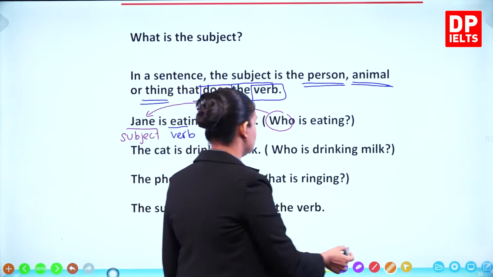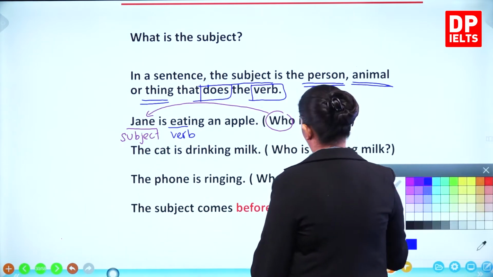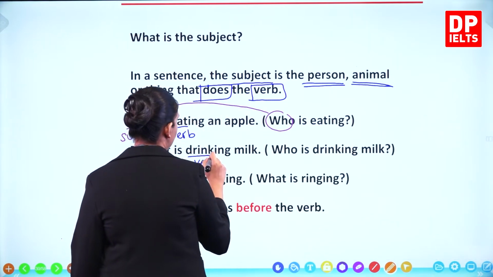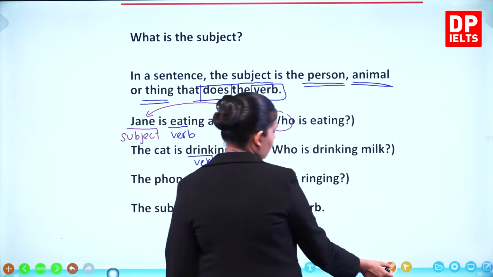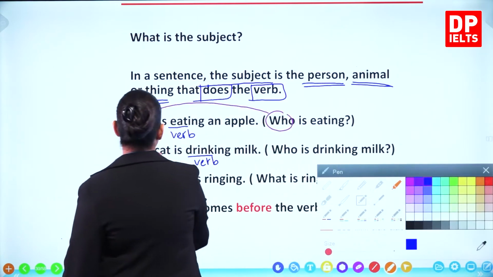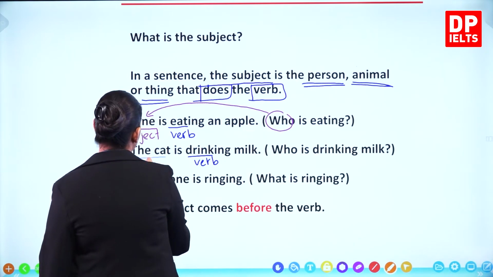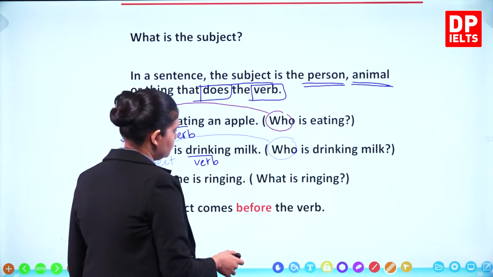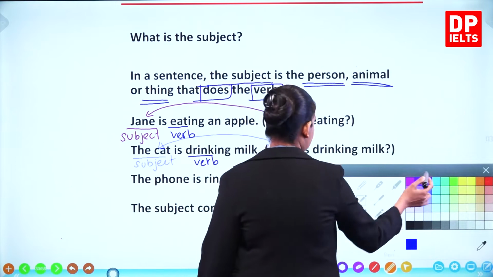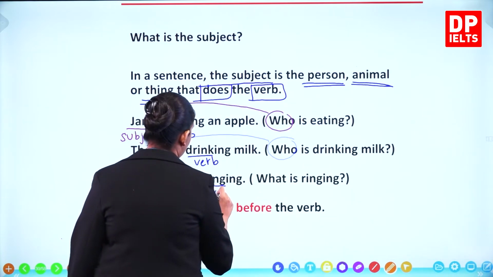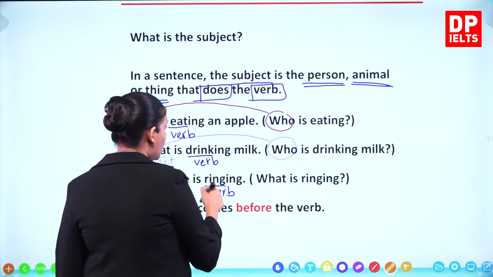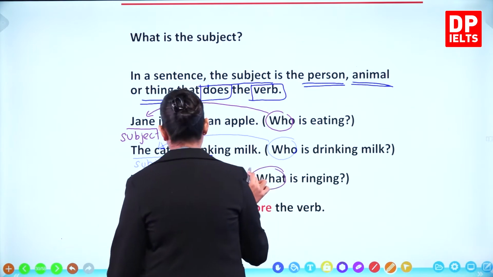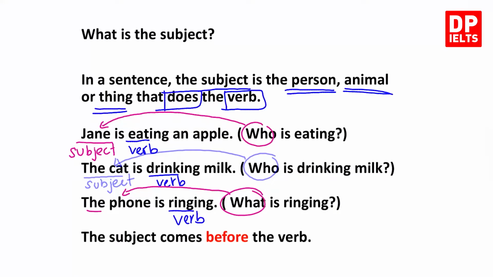The cat is drinking the milk. So drink is the verb. Who is drinking the milk? The cat, and that is the subject. The phone is ringing. So let's have a look at it. Verb is ring. What is ringing? The phone. So that is a thing. Okay, so subject.